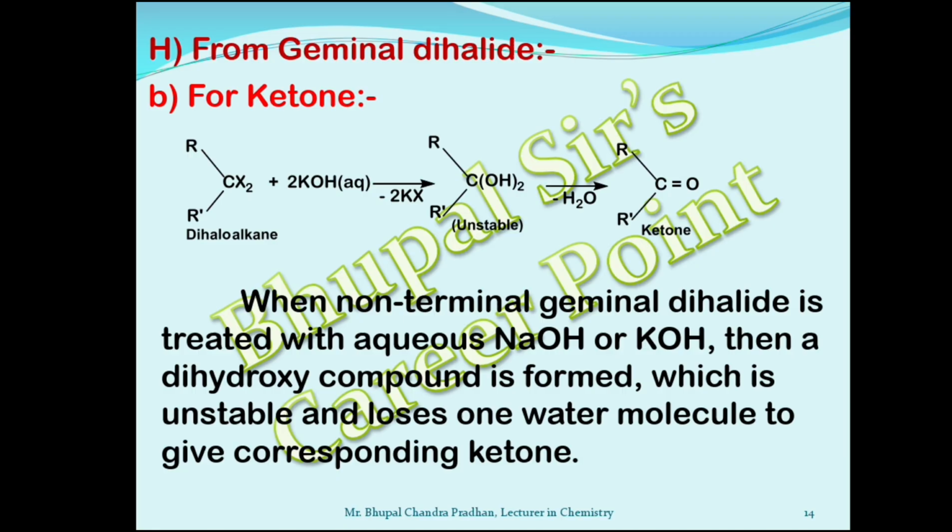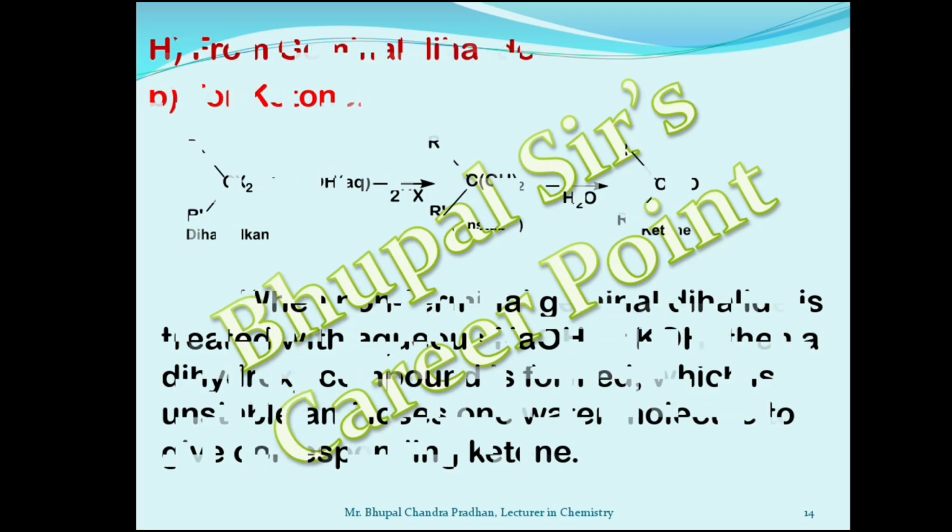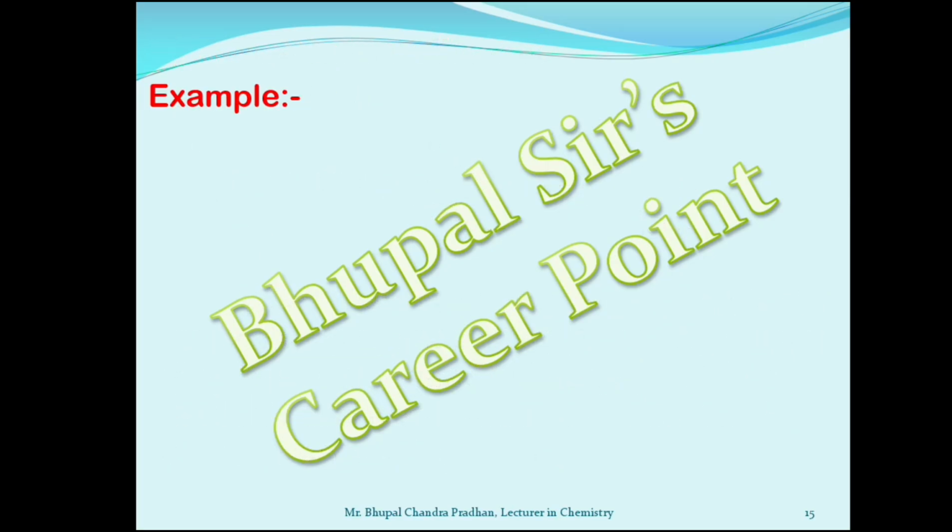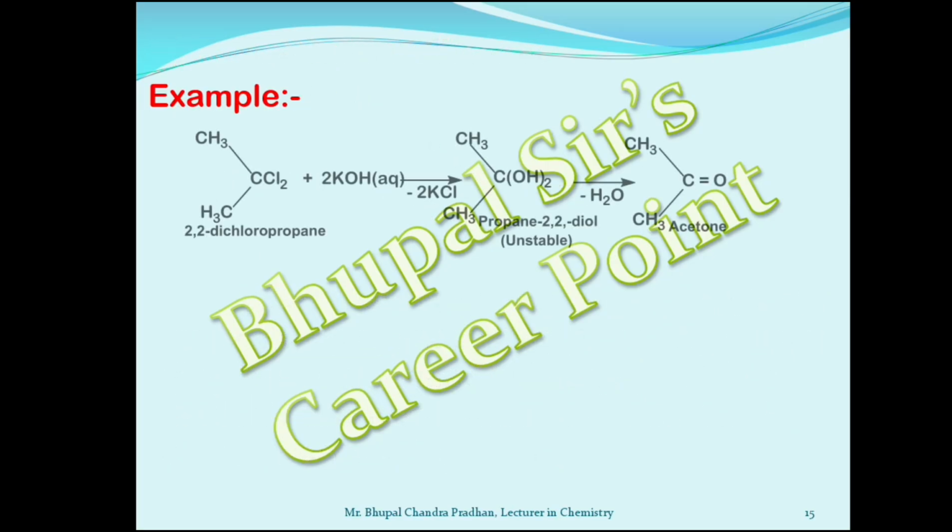In statement, we have to write down: when non-terminal geminal dihalide is treated with aqueous KOH or NaOH, then a dihydroxy compound is formed, which is unstable and loses one water molecule to give corresponding ketone. Now, let us come for example. Take CH3 in place of R and chlorine in place of X. Then we will get 2,2-dichloropropane.